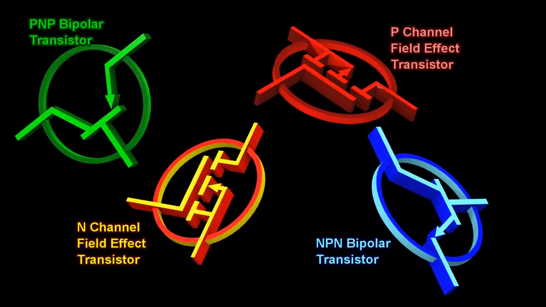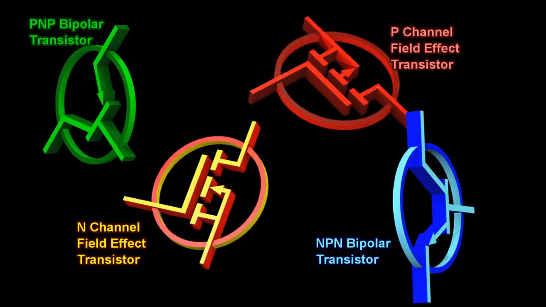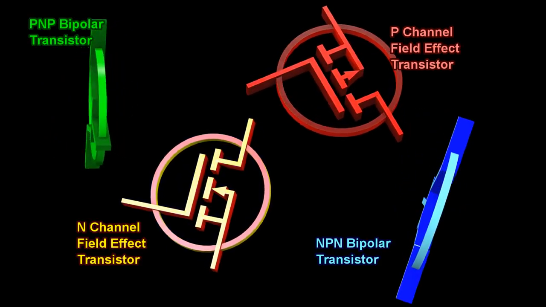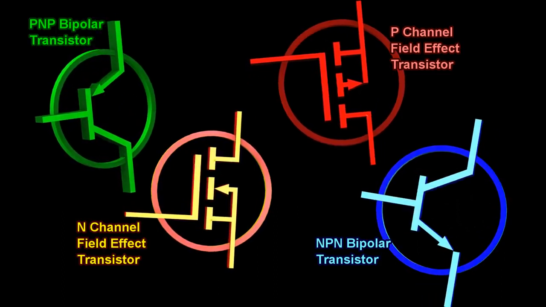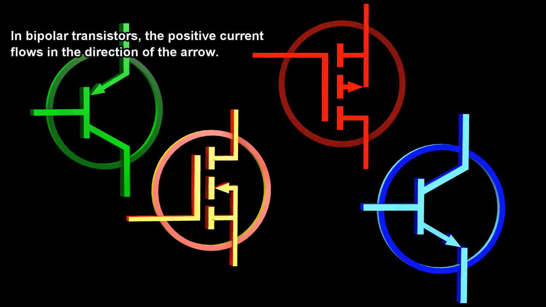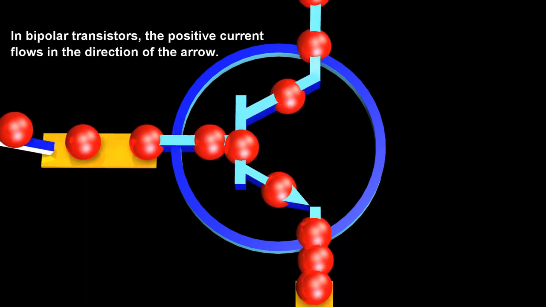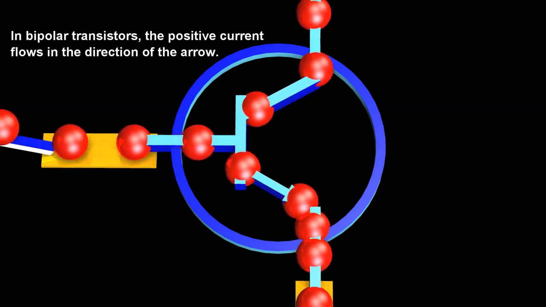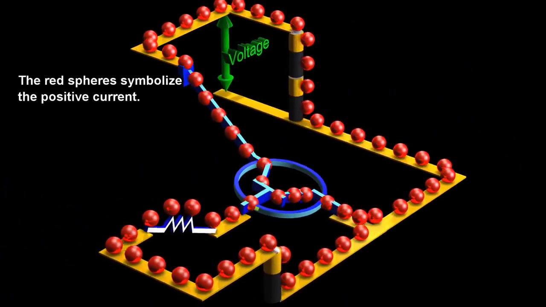There are two main types of field effect transistors and two main types of bipolar transistors. We can tell them apart by whether the arrow is pointing toward or away from the middle terminal. In bipolar transistors, the positive current flows in the direction of the arrow. The red spheres symbolize the positive current.